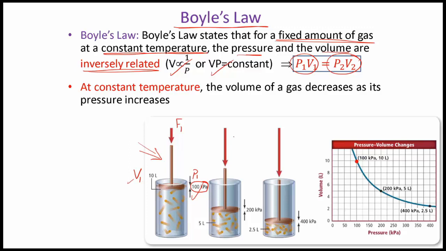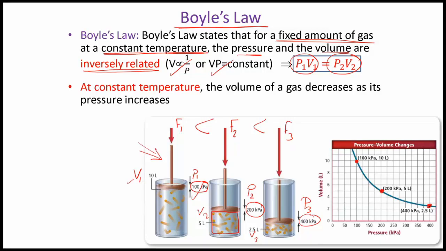Then I will try to increase the force, so I will increase the pressure. Let's say the pressure becomes 200 kilopascal. So I will notice that the volume will decrease. Let's say the volume V2 is 5 liters. So I will record another point. Then I will do the same, increase the force F3. So the pressure will increase to P3, so the volume will decrease to V3, and I will take a third point.